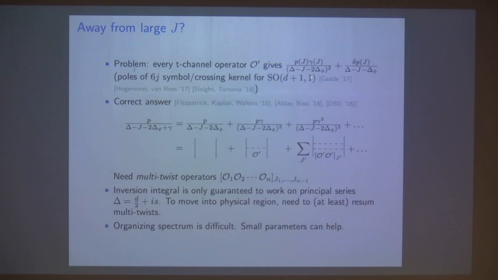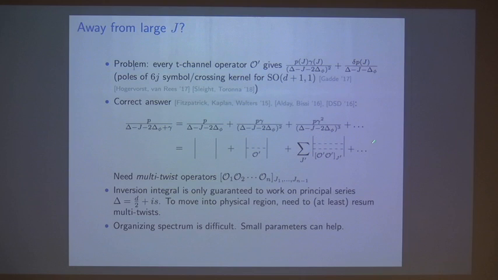And this is a consequence of representation theory. What we're really doing here is exploring the poles of the 6j symbol, or crossing kernel, for the Euclidean conformal group. So every operator gives us this, but that's not the correct answer. The correct answer is that the poles of the double twist states should be shifted by some finite amount. So what we want to see is the anomalous dimension appearing in the denominator, and that means we should be looking for a series that includes not just single poles, but double poles and triple poles and all higher poles.